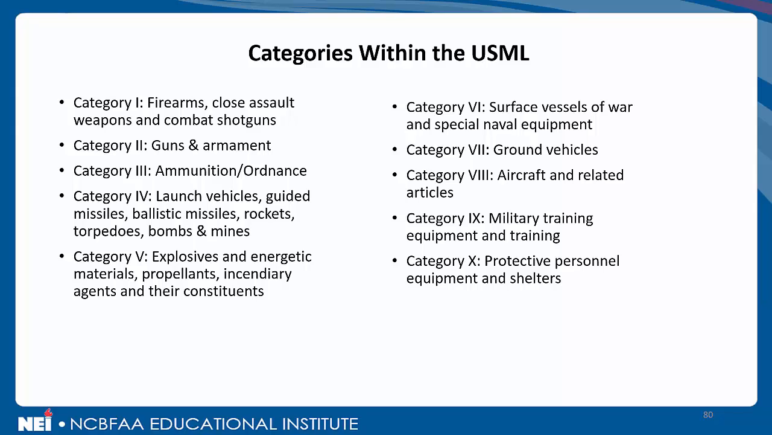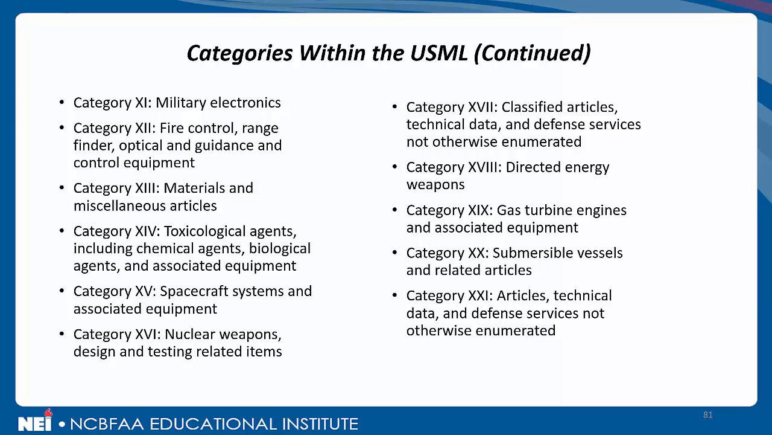Moving on to our next slide. We can see in Category 11, military electronics. We'll see a little something on that as well. Category 12, fire control, rangefinder, optical and guidance and control equipment. Category 13, materials and miscellaneous articles. Category 14, changing gears entirely and getting into toxicological agents, including chemical agents, biological agents, and associated equipment. Category 15 is different. It's spacecraft systems and associated equipment. Category 16, nuclear weapons, design and testing related items.